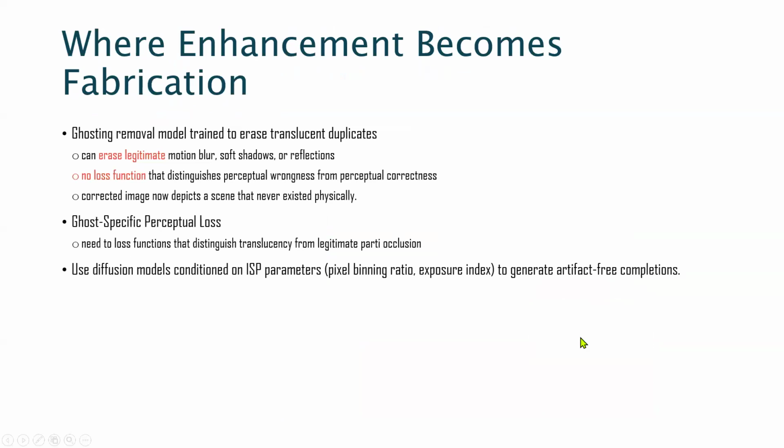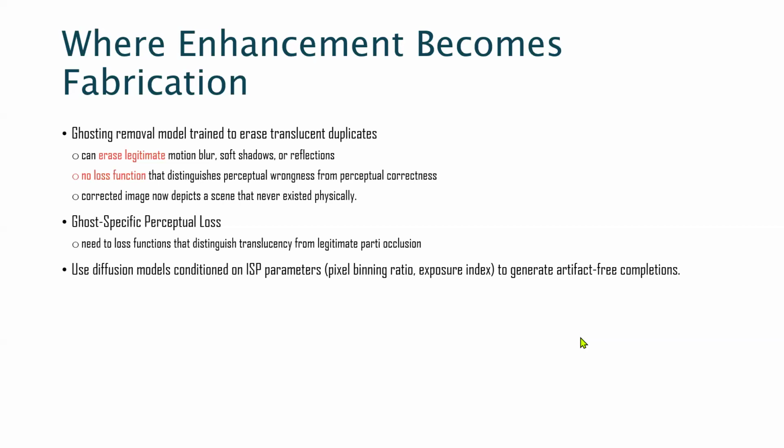And lastly, your question. Ghosting removal methods trained on erasing translucent duplicates can erase legitimate frames. The model does not know if a picture has some pattern that we gave it. So how does our model know that this is a picture we want, that it's just a shadow, or a motion blur that we induced ourselves, that we want aesthetically or want to highlight?